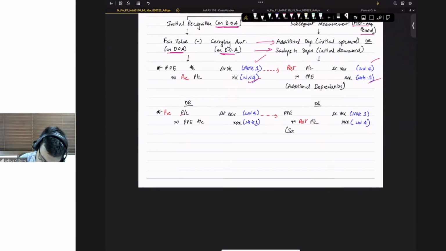and the corresponding savings in depreciation: PPE account debit to post P&L. This is savings in depreciation. Okay. So it could be upward with additional depreciation, downward with savings in depreciation. The important point is that initial recognition happens in pre-profits, whereas subsequent measurement happens in post. So this is the principle.